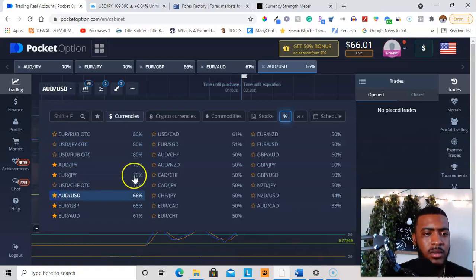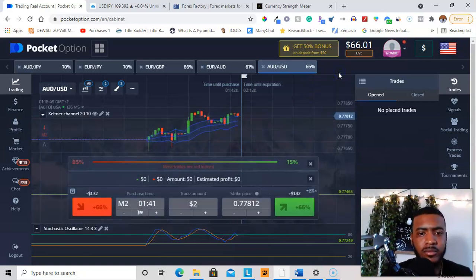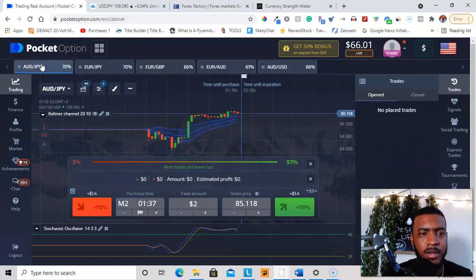Let's click this one. And I'm not really concerned about the currency pair per se. I don't really mess with ones that are at like 50% because that's just too much risk for me. I prefer to trade when the commissions are like around 70, 80+%, because that means I have a chance of making more money. All right, let's see if we can find a decent currency pair to trade.